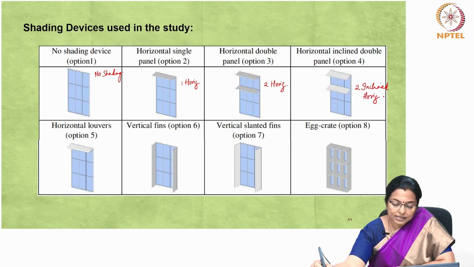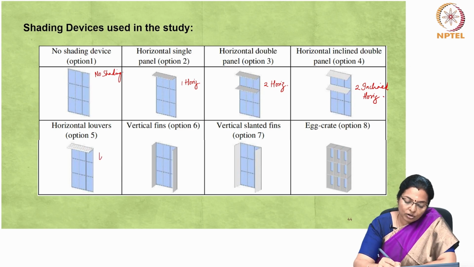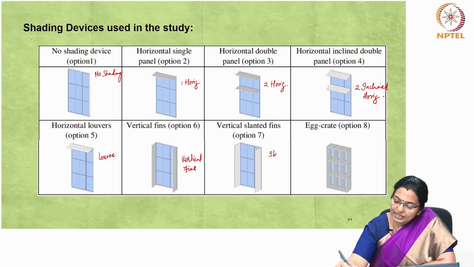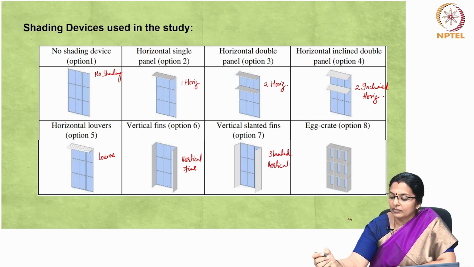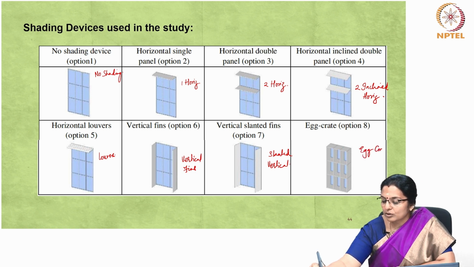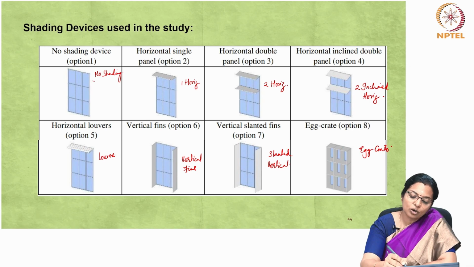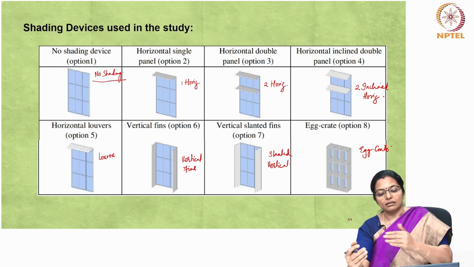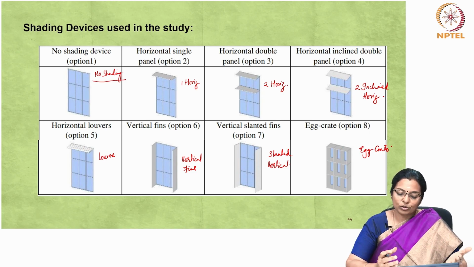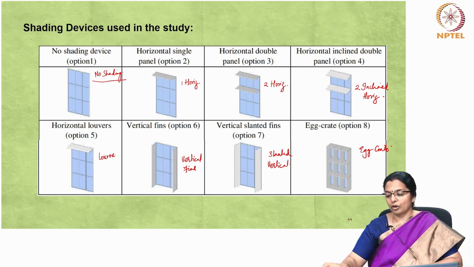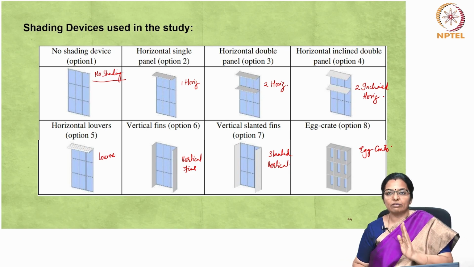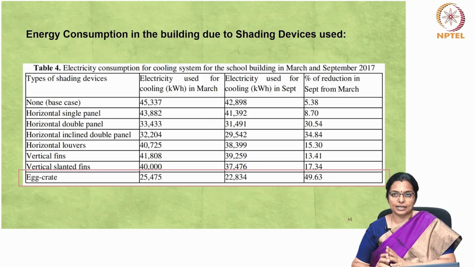horizontal shading devices. The fifth one is horizontal louvers. The sixth option is vertical fins. The seventh option is slanted vertical fins. And the eighth option is egg crate. So, if we consider the first option, no shading, as a condition where no shading device is used, then 7 different options of shading devices along with one no shading is considered in this study.